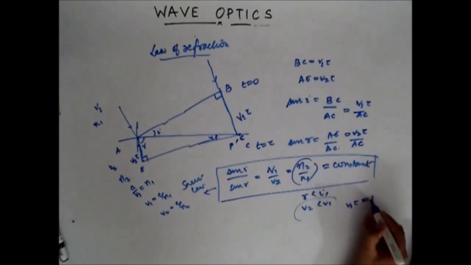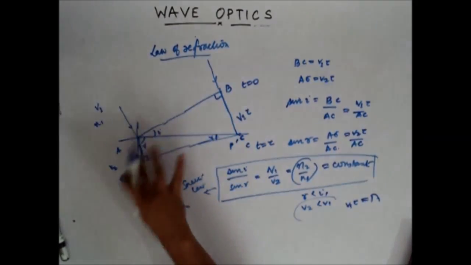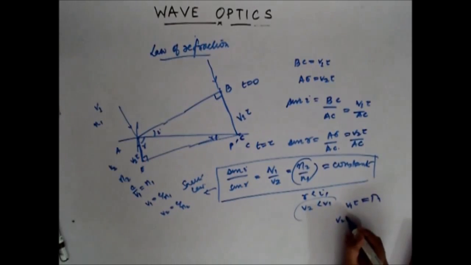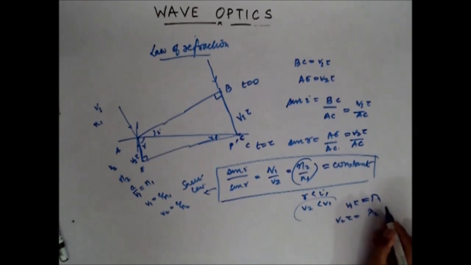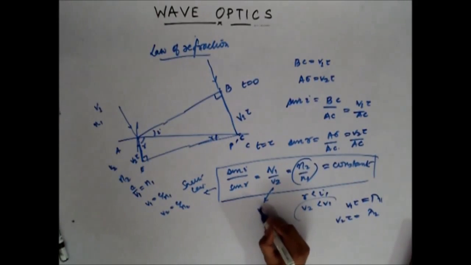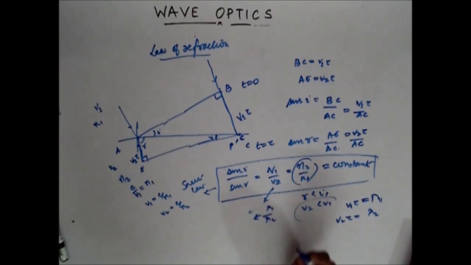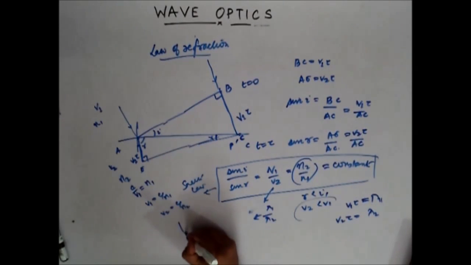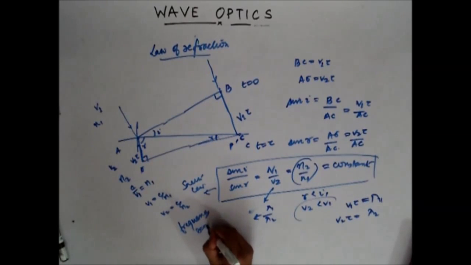Also, now since these two are in phase, I can write v1 tau is equal to, let's say this distance, lambda 1. Since this and these are in phase, v2 tau should be equal to lambda 2. So v1 by v2 equals lambda 1 divided by lambda 2, which means that the frequency remains constant when light undergoes refraction.